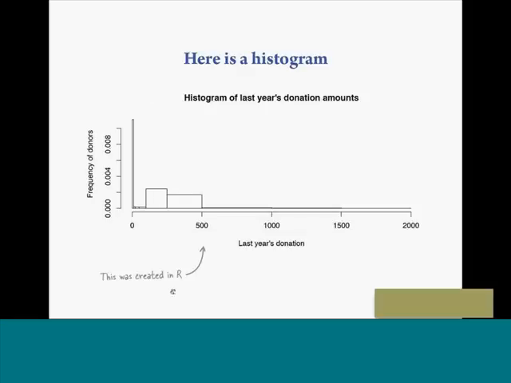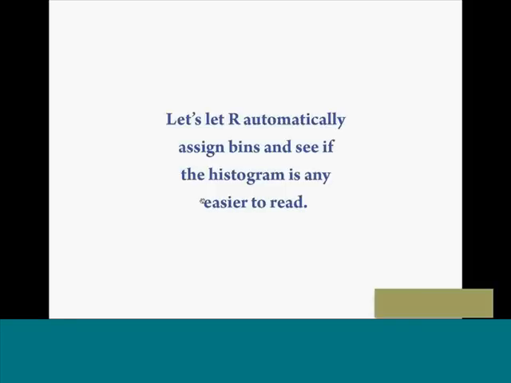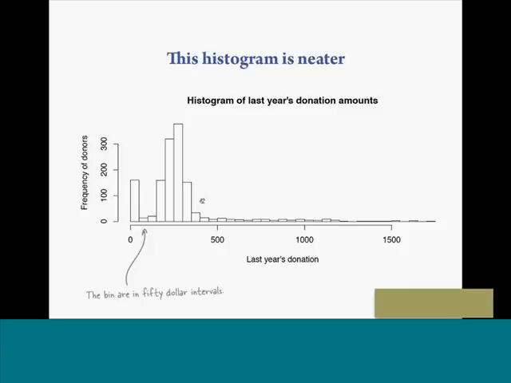And so together, this whole area represents 100%. It's actually the area more than the height of the bars that we want to be looking at. But like I said, this is kind of a crummy histogram. So let's rerun the histogram, but this time instead of stipulating our own bins, we can use R's function to stipulate its bins. Now this is something that looks a lot more palatable. This is R's histogram version of last year's donation data.